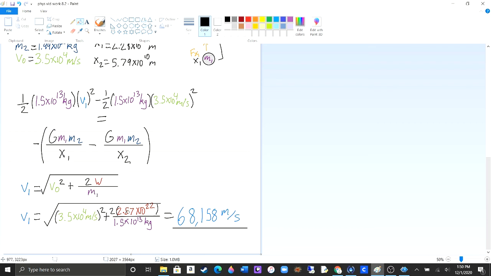When we plug that in, we find that our final velocity is 68,158 meters per second.